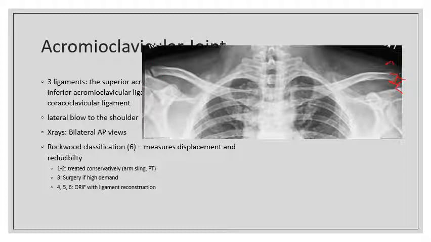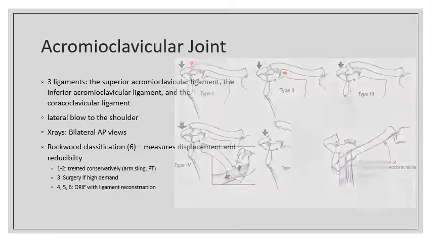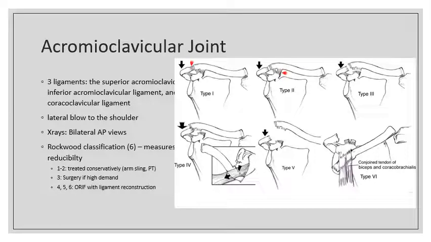So there's a classification system. The Rockwood classification basically measures displacement and reducibility. So type 1 to type 2, we usually treat with an arm sling and physical therapy. Type 3, if the patient is high demand or needs to use the upper extremity for work, surgery is needed. Types 4, 5, 6 usually need some sort of internal fixation with a ligament reconstruction.